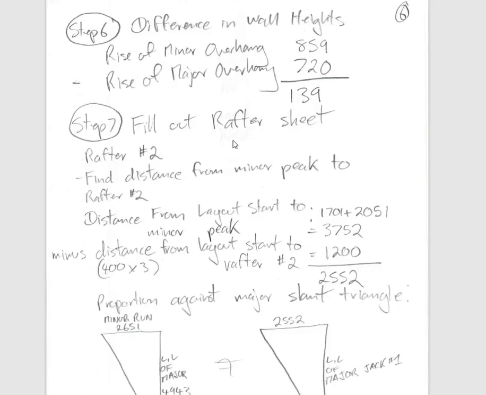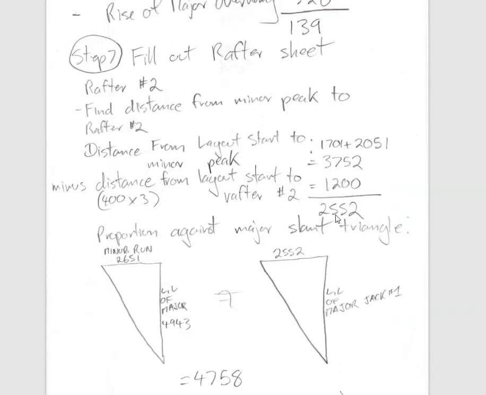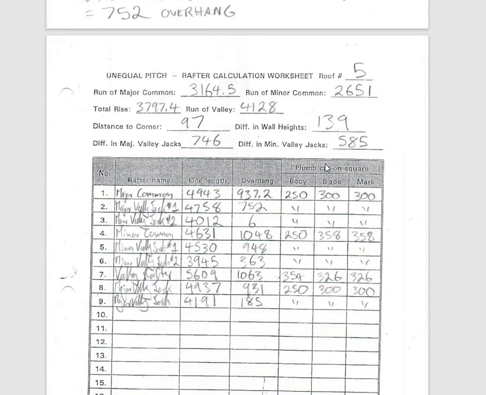Now we can actually get to filling out our rafter sheet. And you'll find, if you've started the way that I just showed you, which takes a while, gotten all those pieces of information, filling out of the rafter sheet is fairly straightforward. There's only a couple that you have to do some new calculations for. Let's see here. Step 7, fill out the rafter sheet. Now if we look at rafter number 1, we have all that information, and we'll just fill it out based on what we did for the major common. Okay, and that was above.